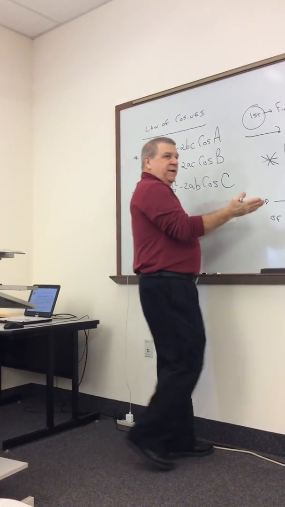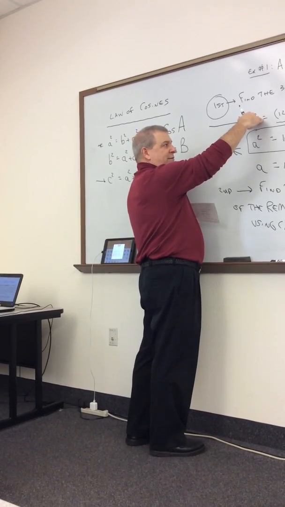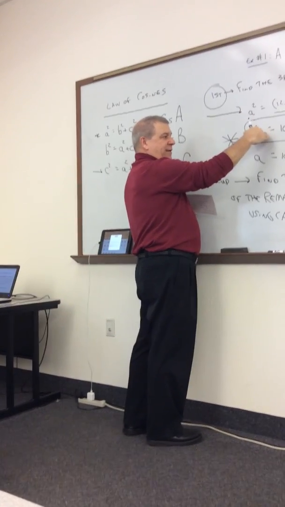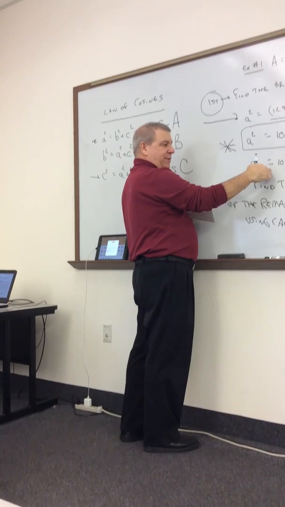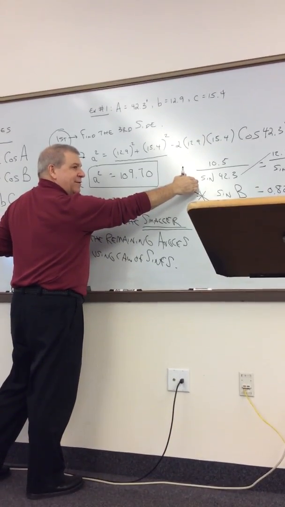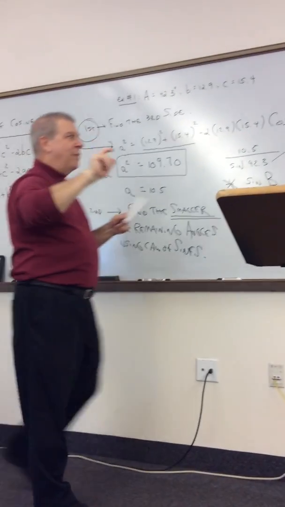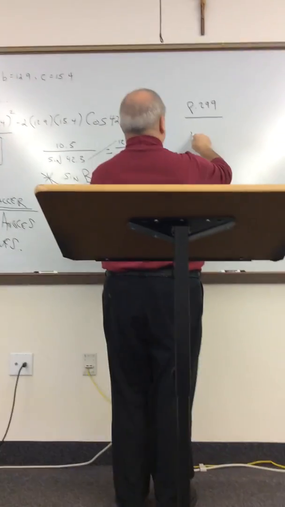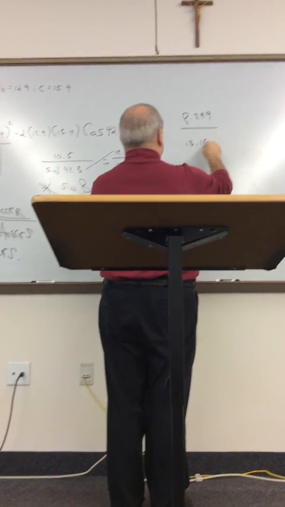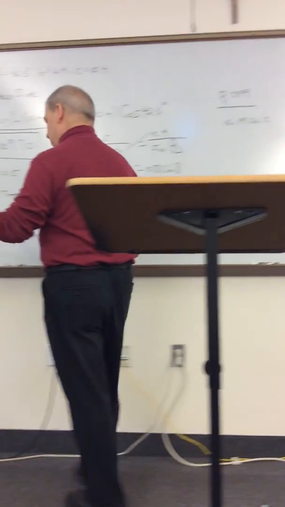Now, do you see the work? Plug in, show this and that, and take the square root, and find the smaller one using your proportion, then add the 2 and subtract from 180, and you're done. 4 problems. Go to page 299. 13, 19, 20, and 33.